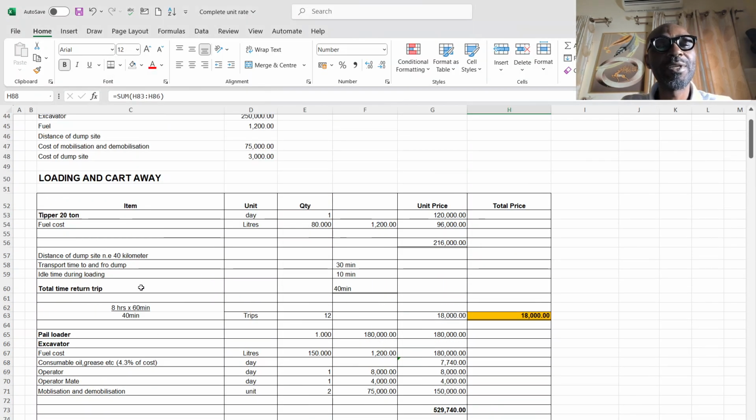Hello, we all know that the bill of quantity is not complete without the rates. The rate is an essential component of a bill. To this end, let us discuss how to build up rates for one of the many items in the bill.